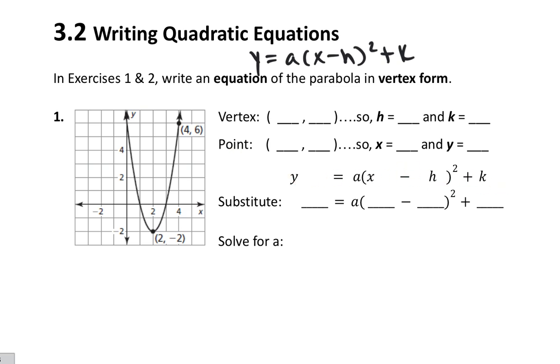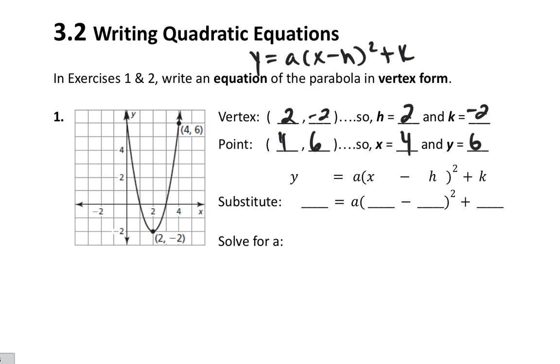And to do vertex form, you need to know the vertex and a point of your graph. So I'm going to start with my vertex, which I know is the lowest or highest point, and it's 2, -2. The first number, the x value, is your h. The second number, the y value, is your k. Now that I know a vertex, I'm going to pick a random point on my graph. In this case, I'm going to pick 4, 6, because it's already highlighted for me, where the x value is 4 and the y value is 6.